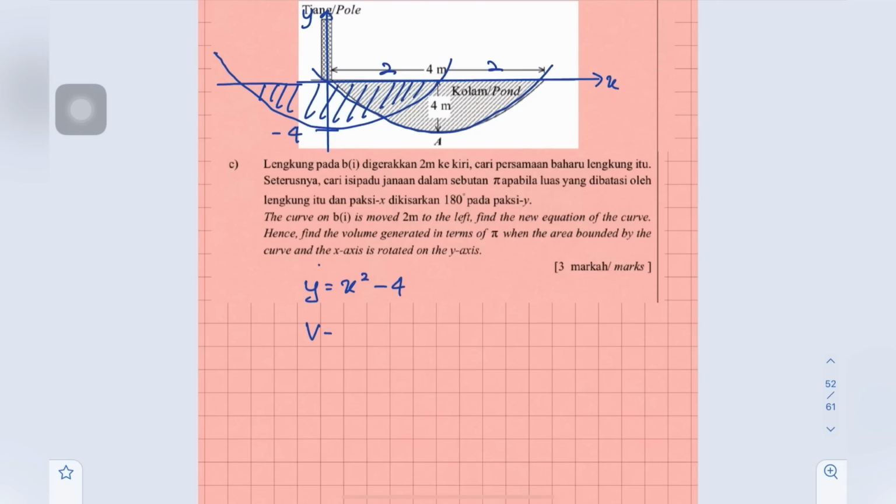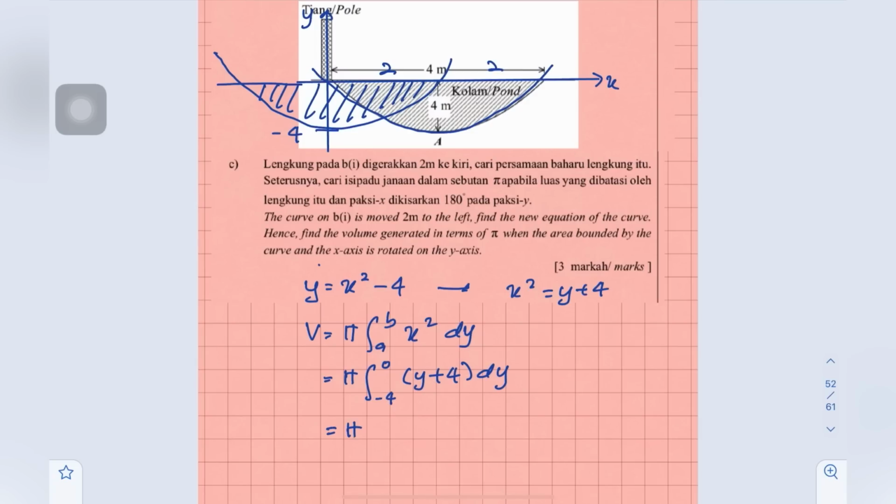So the volume is pi. Choose the formula first: integral from a to b of x squared dy. Since it is dy, a and b are values of y. So the lower limit is negative 4, the upper limit is 0, x squared. From here, x squared is y plus 4. So x squared is y plus 4 dy.